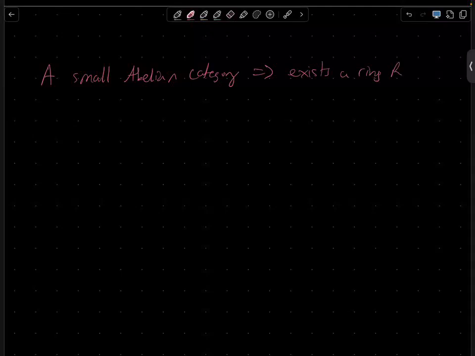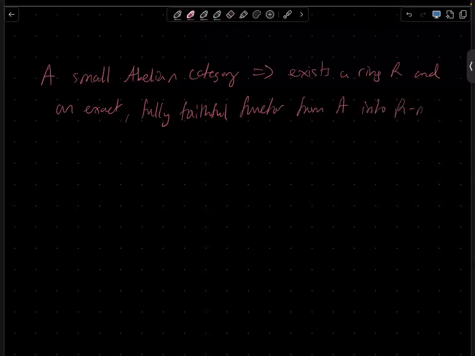a ring R and an exact, we'll talk about exact later, and fully faithful functor from A into R mod for this particular R. So this A embeds as a full subcategory. Basically what it is saying is that if A is a small abelian category, it is basically in R mod for some particular R.